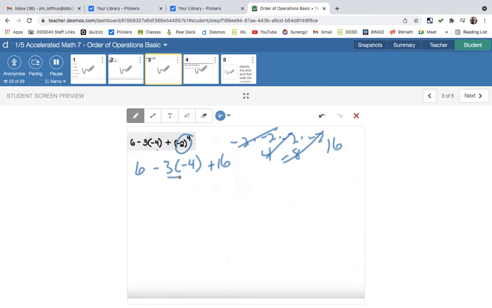Next, I'm going to do just that right there. 3 times negative 4. 6 minus 3 times negative 4 is negative 12 plus 16. Now I'm just going left to right. 6 plus a negative 12 is 18 plus 16. So this one was 34.